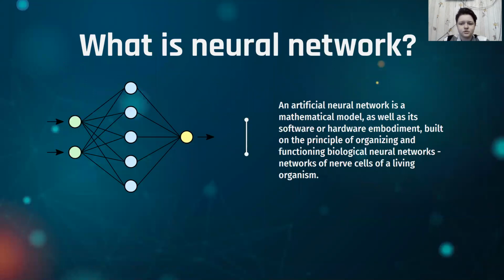Another important concept in this presentation is neural network. An artificial neural network is a mathematical model as well as its software or hardware embodiment built on the principle of organizing and functioning biological neural networks, networks of neural cells of a living organism.